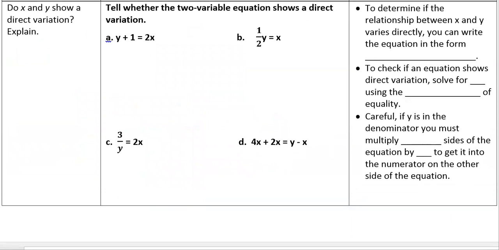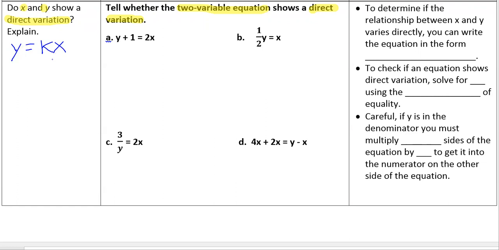All right, can we do this in one video? I think we can. This is gonna be tough. Do x and y show a direct variation, and explain. Tell whether the two variable equation shows a direct variation. Now, instead of a graph, we're looking at the equations. If you remember this, y would be equal to kx. We have to be able to write our equation in this form. Otherwise, it is not direct variation.